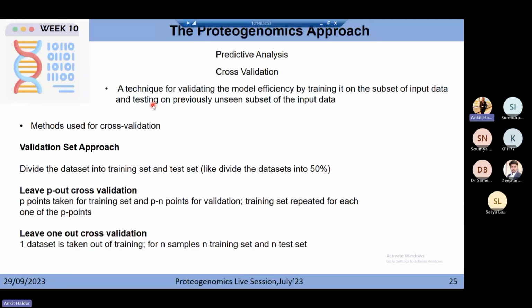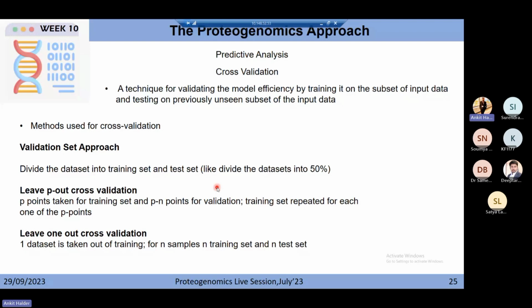The methods that are generally used for cross validation: one is the validation set approach. Here you can divide your data sets into 50%, where 50% will be used for training and the other 50% is used for testing. This is a kind of bias, because if you divide your data sets into 50%, you might lose out on some of the important features from your particular data sets, and they will not be used.